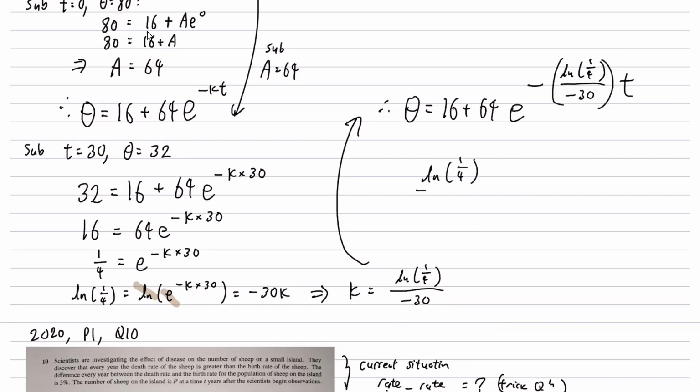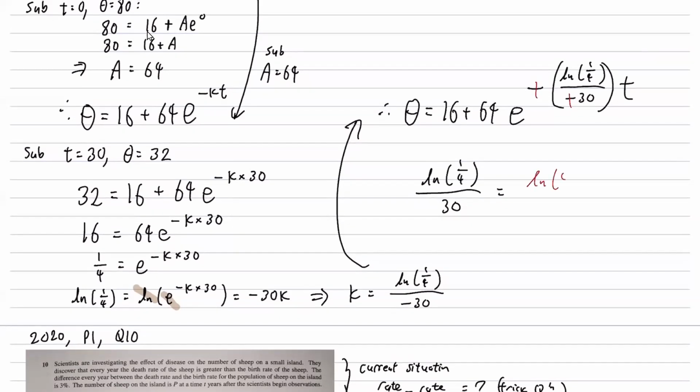ln 1 over 4 divided by negative 30. Okay, actually, you don't need. Negative and negative will cancel off, so it becomes a positive. So I'll just deal with the positive case. ln 1 over 4, maybe you can rewrite as ln 4 power negative 1.